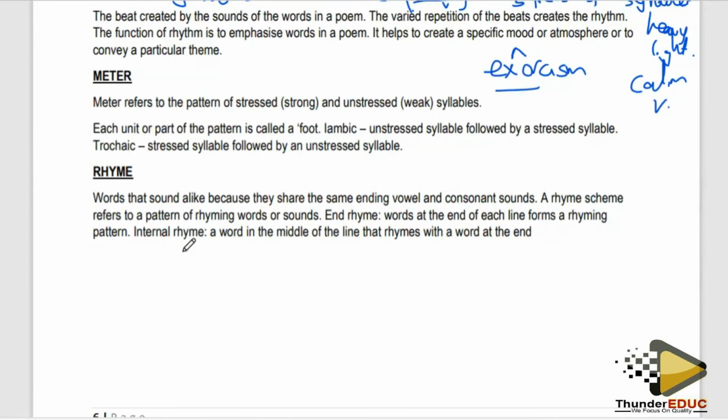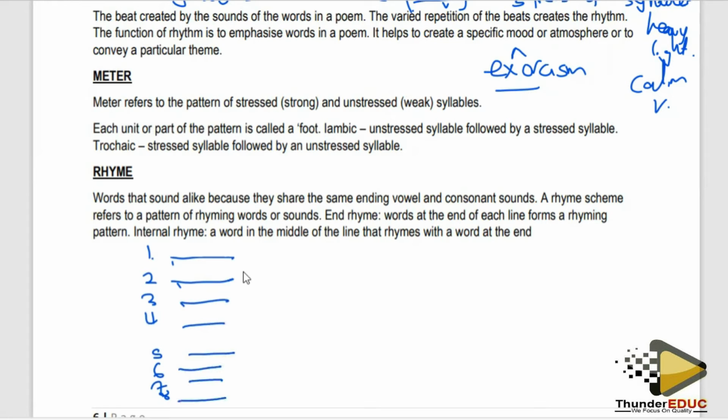Rhyme scheme: words that sound alike because they share the same ending vowel and consonant sounds. Now, when we're talking about rhyme scheme, we're talking about line 1, line 2, line 3, line 4. That's our first stanza. Then line 5, line 6, line 7, and 8 is a different stanza, since it's 4 lines. All right. We're always going to go by the lines of the poem. So when we come to the rhyme scheme, we're always going to look at the last word of the line. We don't focus on everything.